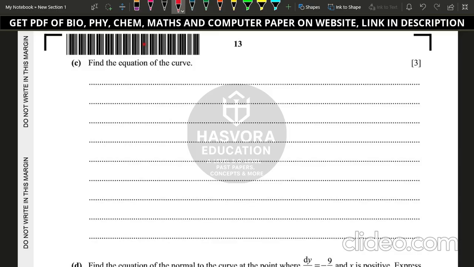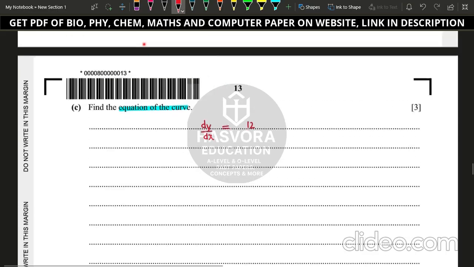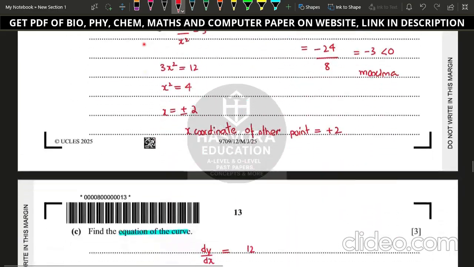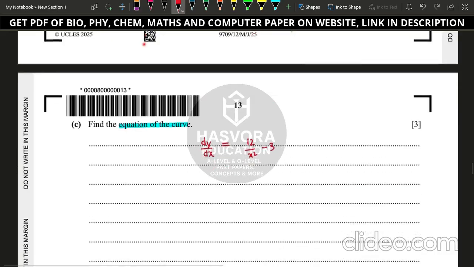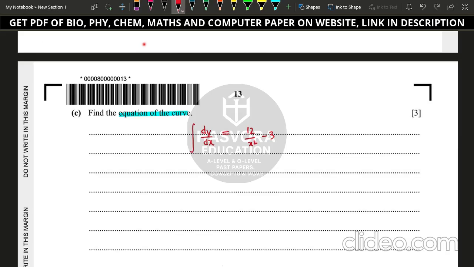So find the equation of the curve. Now we have to find the equation of the curve. We have to integrate the derivative of the equation one more time, so we get the equation. So it was dy by dx, and it was 12 divided by x square minus 3. Let's integrate this whole thing with respect to dx.